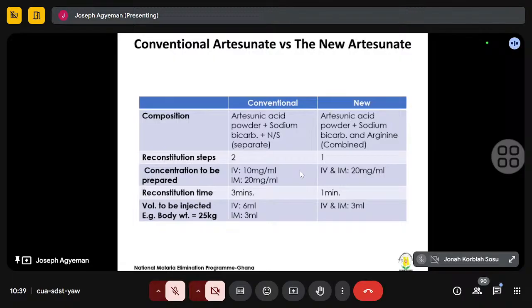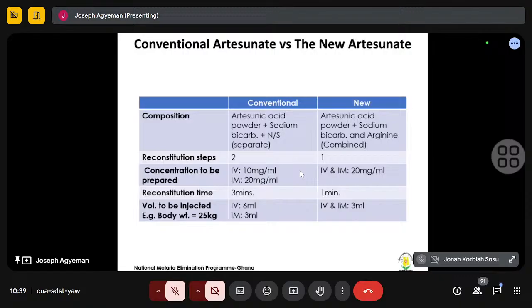So in terms of composition, what is the difference between the existing one and the incoming one? The existing one contains artesunate acid. In a different bottle, we have the sodium bicarb. In a different bottle, we have our diluent, normal saline. So you have three separate things packed in one. It is a 3-in-1 pack: artesunate acid, sodium bicarb, and normal saline.